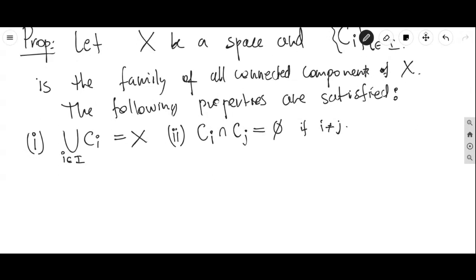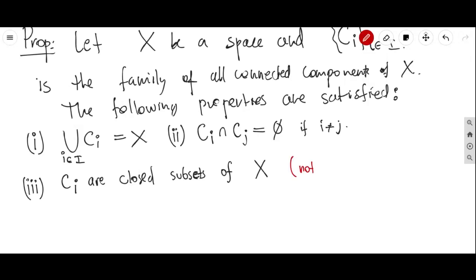And the third property says that the C_i are closed subsets of X. They're closed subsets of X, not necessarily open. They do not have to be open subsets of X.